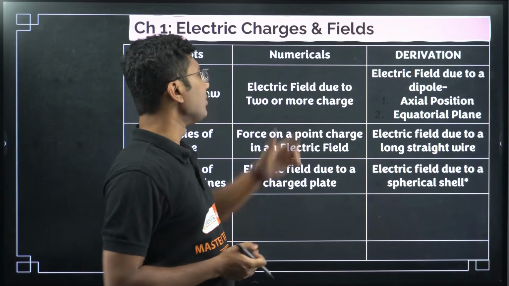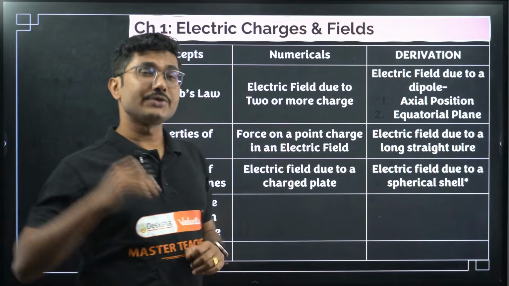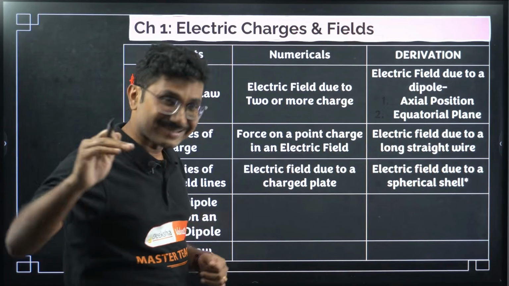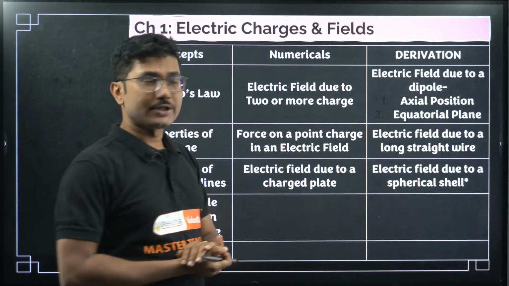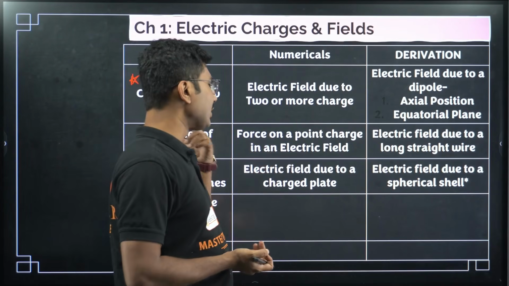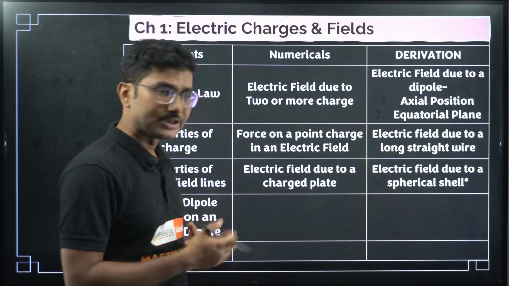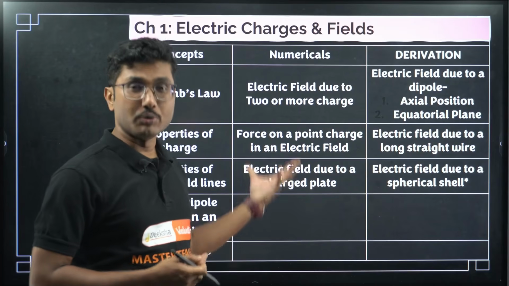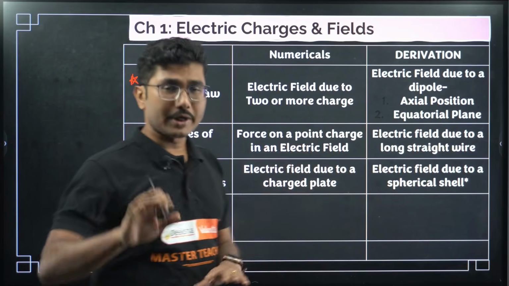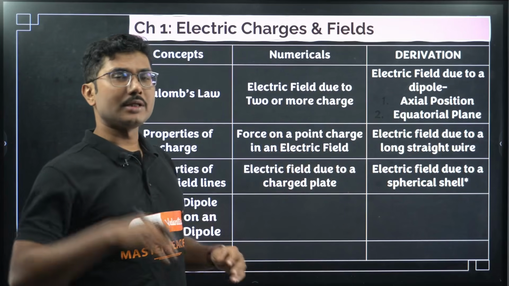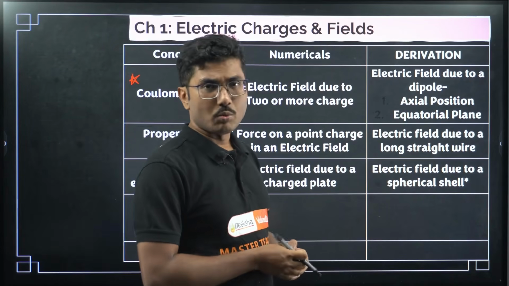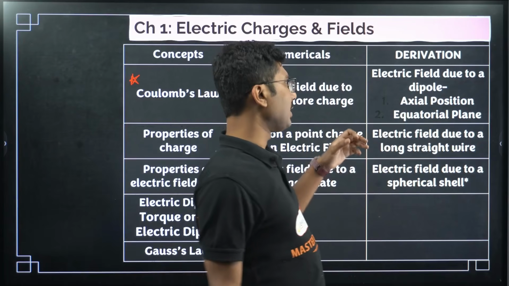So electric field due to 2 or more charges, you can find these kinds of questions in your NCERT exercise. Next, force on a point charge in an electric field, that is also important. Electric field due to a charged plate based simple solvable small numerical can also be asked. The derivation is not important, but if you remember the formula, you can be asked a simple 2 or 3 marker numerical question.